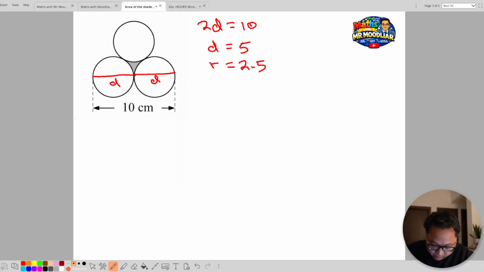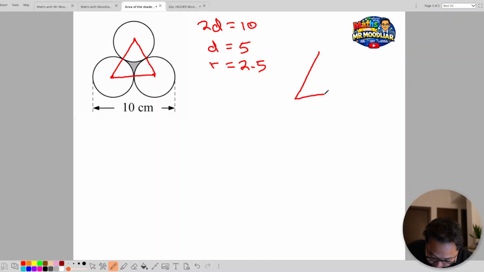So far we've worked out the diameter is 5 and the radius is 2.5. Now we're stuck. So what I can do here is get rid of this, put the center of the circle, and draw a triangle. Here's my lovely, beautiful triangle. Now, this triangle is a very special triangle. And why is that? Well, it is an equilateral triangle, so all the sides are the same. And how do I know that?